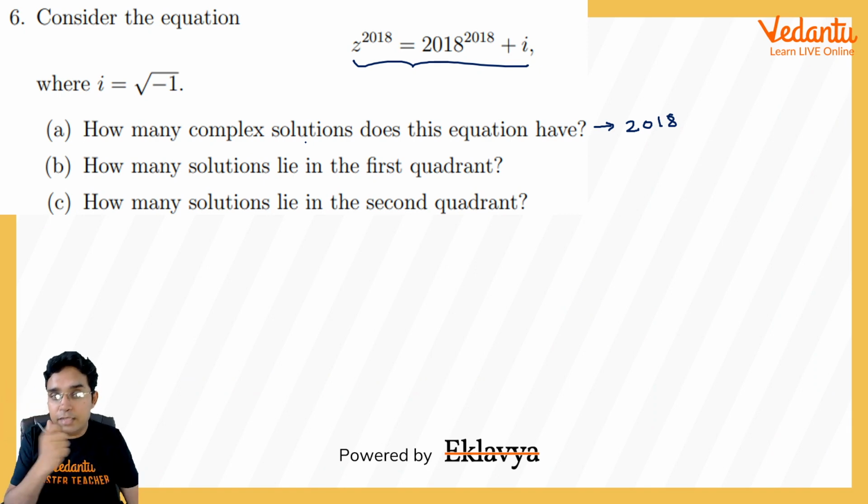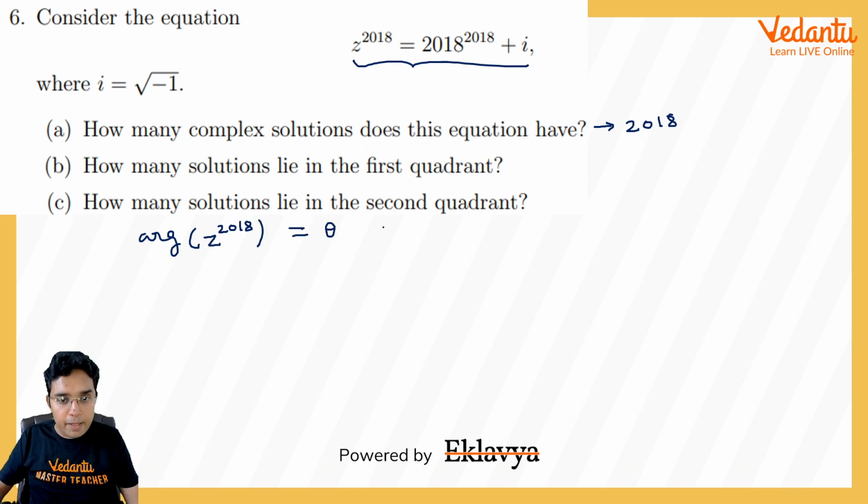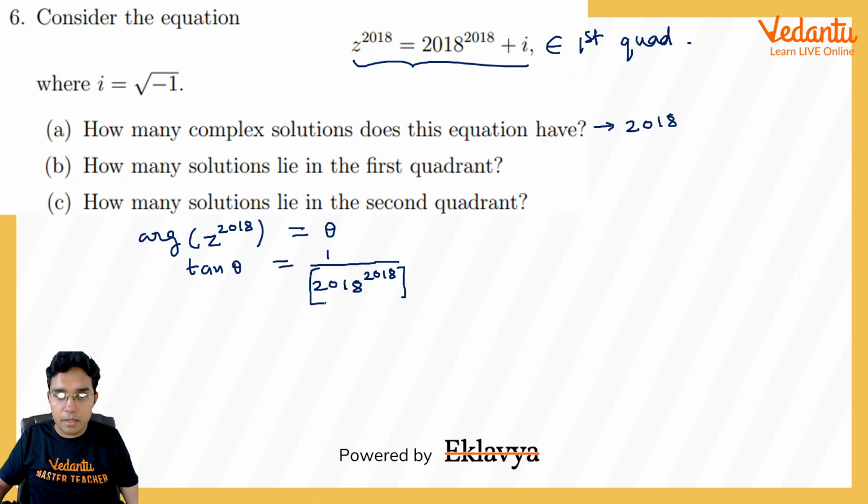Now coming to the B part and C part, how to conclude how many solutions are in the first quadrant and how many in the second quadrant. To do this, please first understand the argument of the number z raised to the power 2018. Suppose it is theta. This complex number itself lies in the first quadrant because both real and imaginary parts are positive. So tan theta here will be 1 upon 2018 raised to the power 2018. You can see the denominator is a huge number, so 1 upon this huge number will be almost 0, but definitely a slightly positive number.